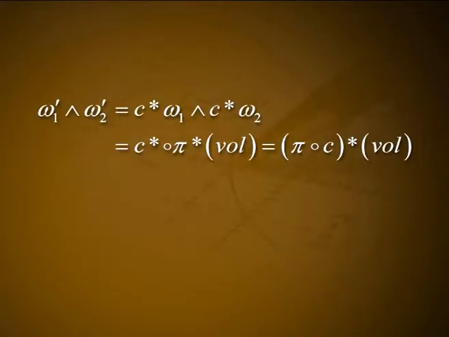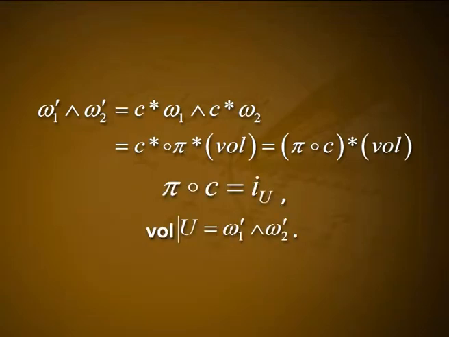In particular, omega 1 dash wedge omega 2 dash is equal to C star omega 1 wedge C star omega 2, which is equal to C star composite pi star of volume, which is equal to pi composite C star of volume. So since pi composite C is equal to the identity function on U, volume at U is equal to omega 1 dash wedge omega 2 dash. Now let omega i tilde be pi star omega i dash for i equal to 1, 2.